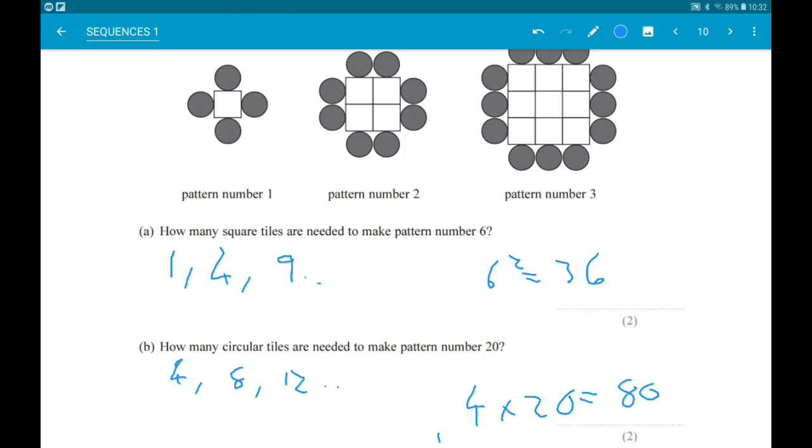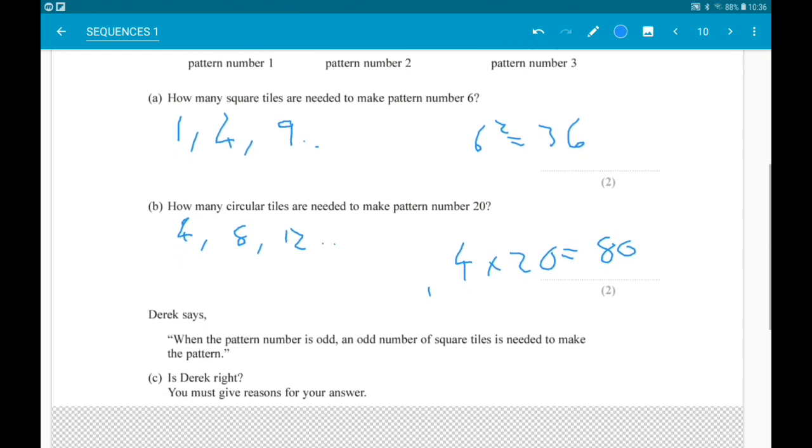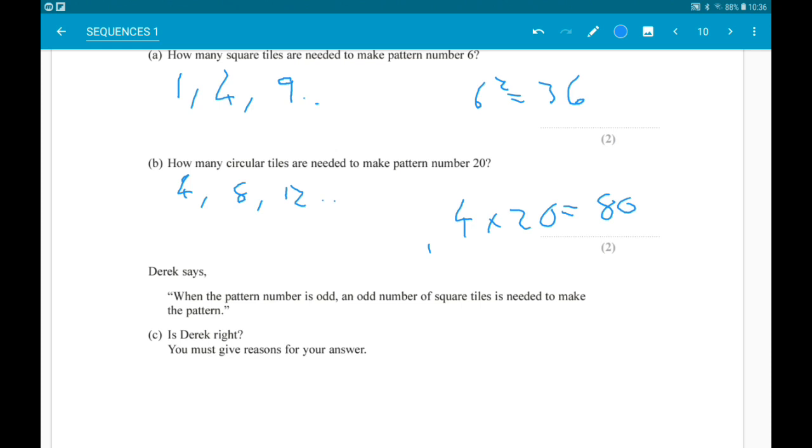Okay, then for part C, Derek says when the pattern number is odd, an odd number of square tiles is needed. Is Derek correct? You must give a reason. So the number of square tiles needed is the term number squared. So when you square an odd number, you get an odd number. Is Derek correct? Yes.